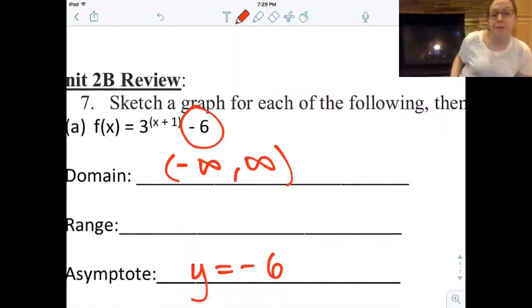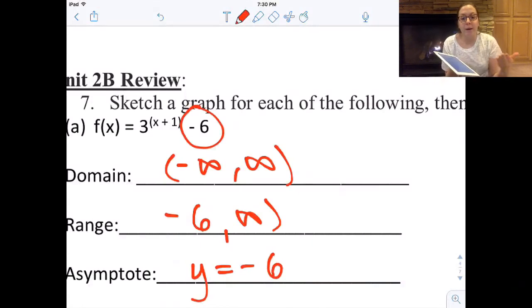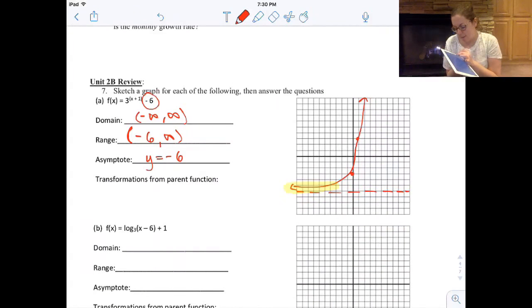Now, the range here, typically for an exponential, it's from 0 to infinity. This got moved down 6, so this is going to go from -6 to infinity. And remember that we have an asymptote there, and we don't actually hit it. So it should be a parentheses. Now, transformations. That -6 was a translation down 6. This +1 in here, so it's going to be horizontal, and it's going to be going the opposite way. So this will go to the left 1.